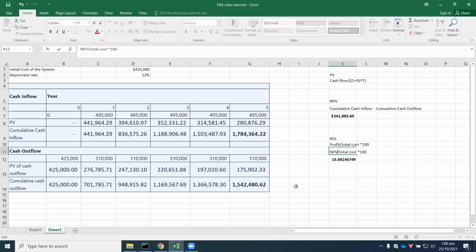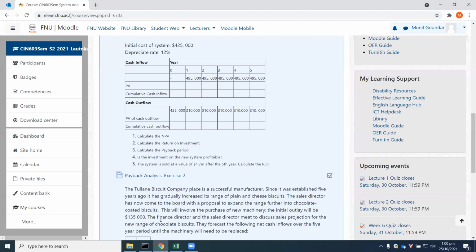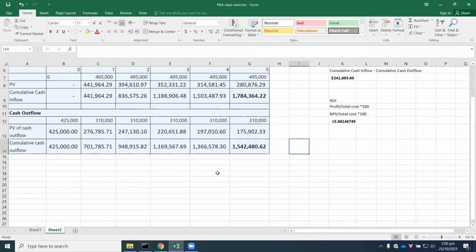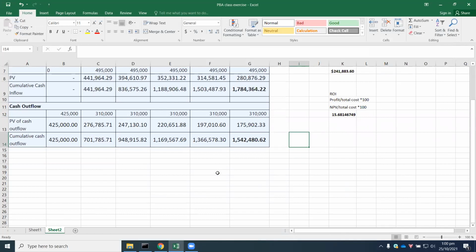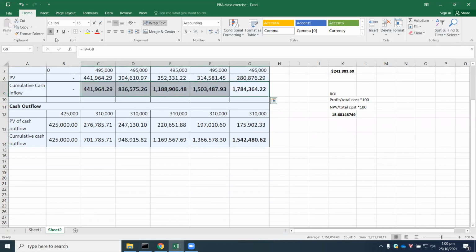All good, everyone? Shall we move on to the next exercise? Okay, so the next exercise is calculate the payback period. Now, I want you to try this out. It's pretty simple. That's what we had done last week, payback period. So try to compare the cumulative. These are the values that you're looking at. Let me just have this in bold.